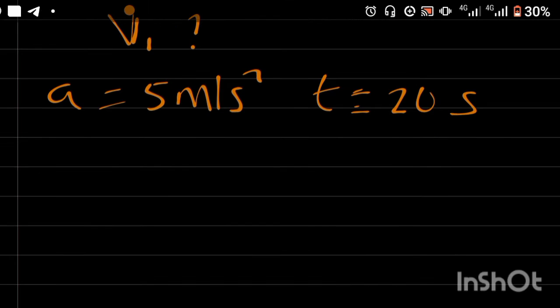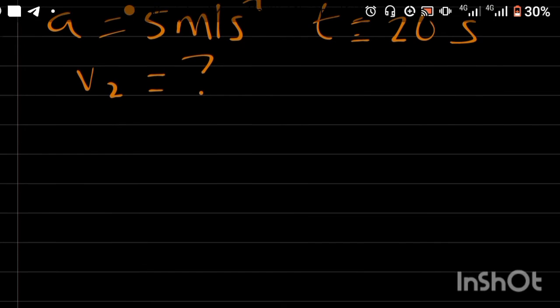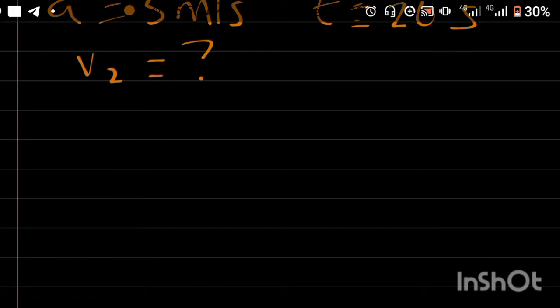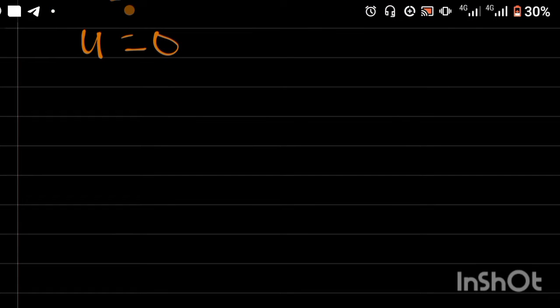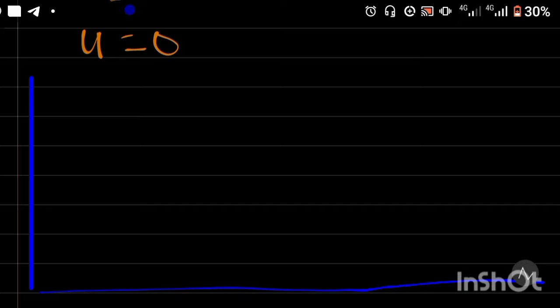The car attains the maximum velocity. We call it V2. So these are the things we are going to be calculating in the question. But don't forget, because the body started from rest, we take u to be equal to 0. Let's draw the velocity time graph. The body started from rest. That means the motion started from the origin.